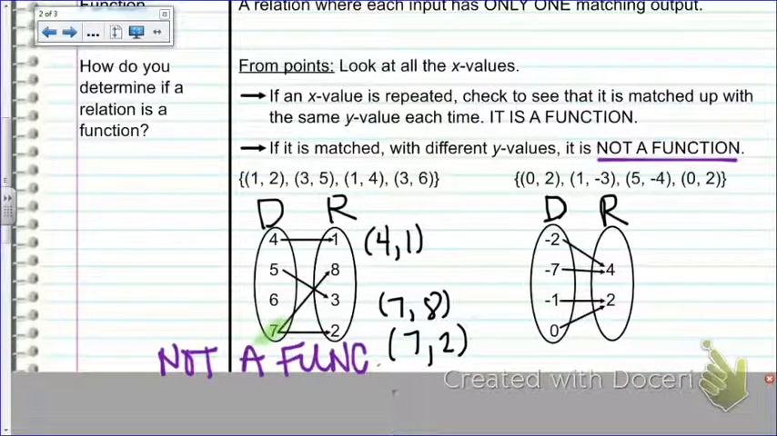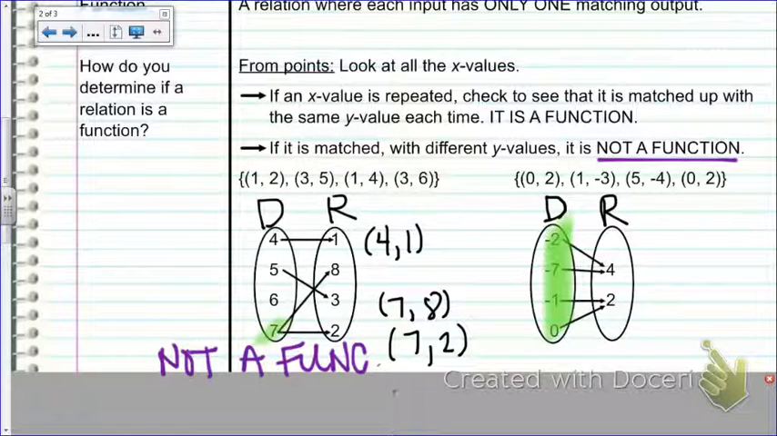So then let's look at the right-hand side. I have 4 domain values. My domain consists of -2, -7, -1, and 0. -2 maps to 4. Does it only map to one value? -7 also maps to 4. Is that okay? Yeah, because in a function, we only care about the domain.